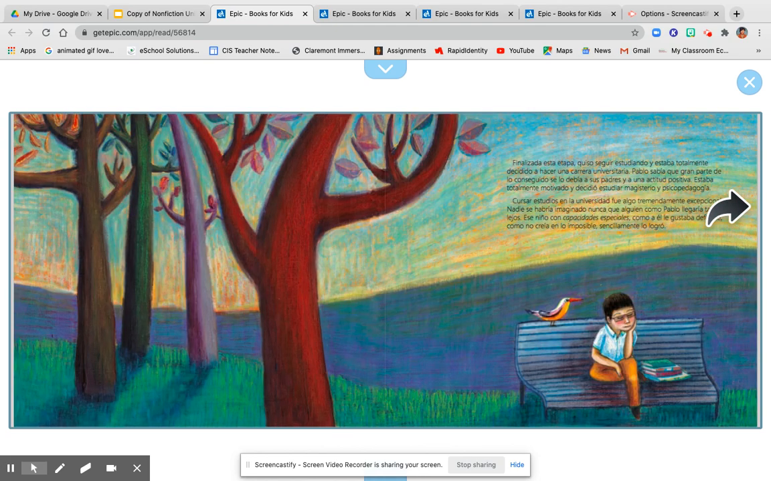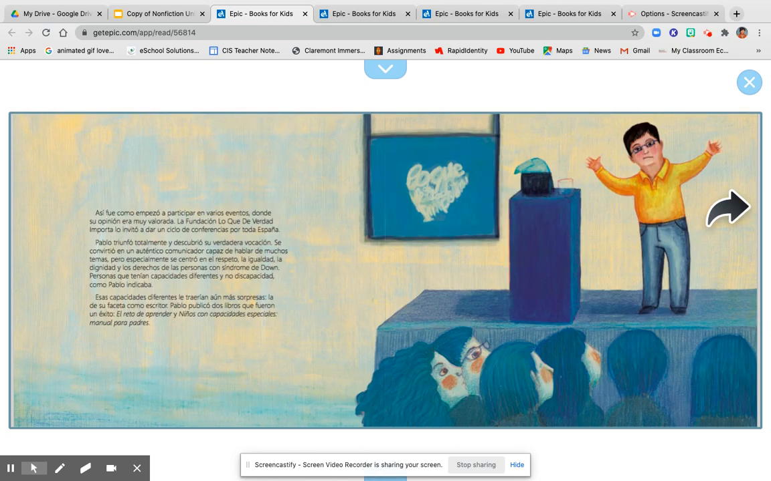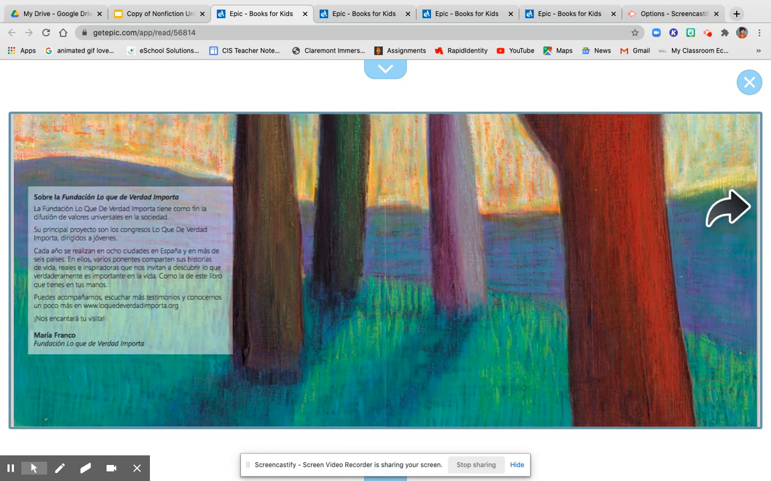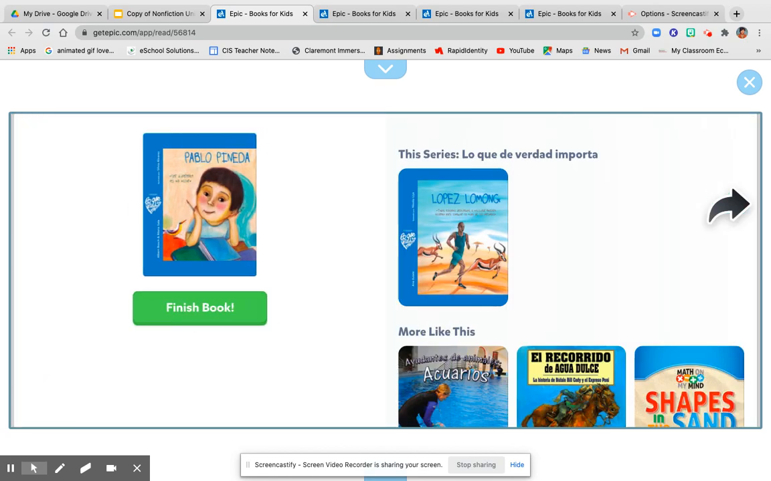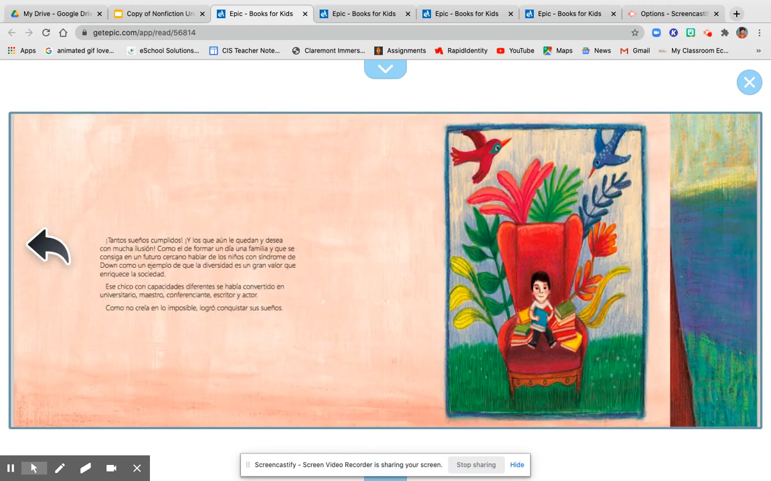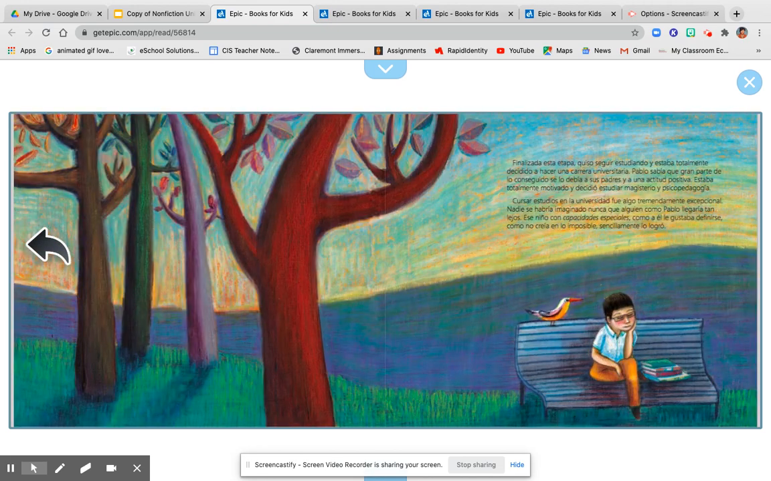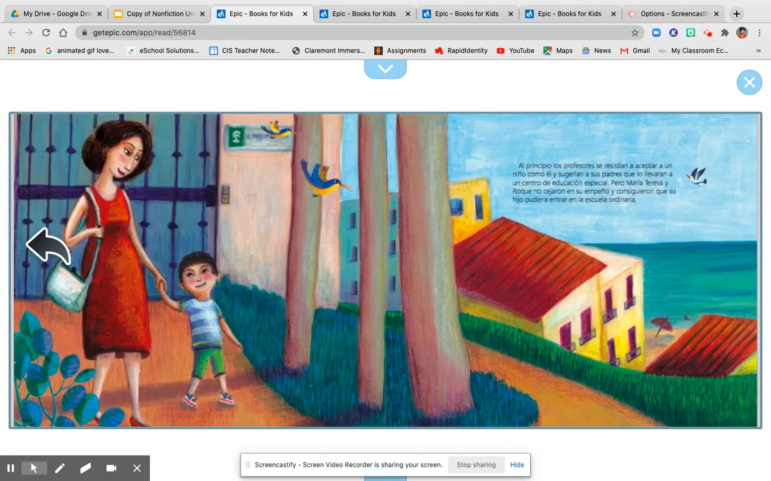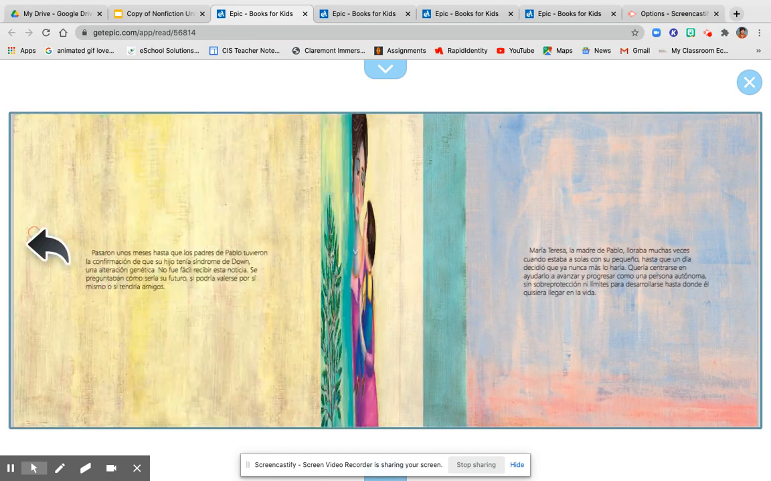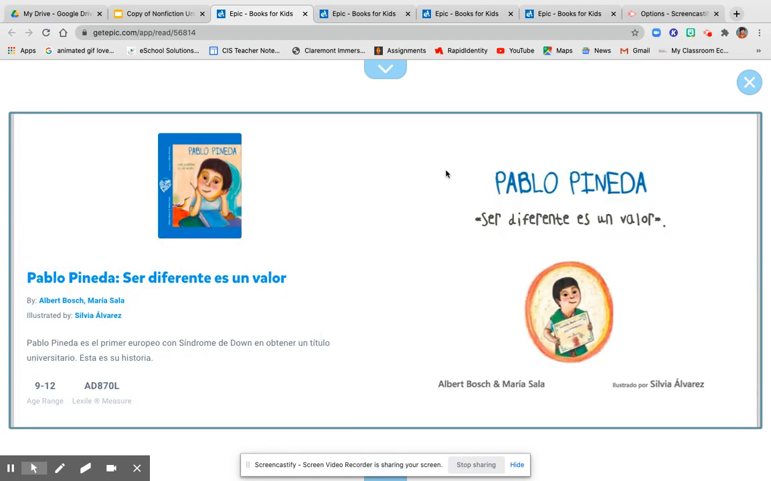So as you can see, it doesn't have a lot of the features of a nonfiction text, but it is a nonfiction text. How do we know that? Because it tells us right here. It says, sobre la fundación, lo que de verdad importa. So he founded a foundation. And this is a series of books like this. So let's go back to the beginning and see if we can get some information. This is a nonfiction book that's like an autobiography that talks about Pablo Pineda. Ser diferente es un valor.